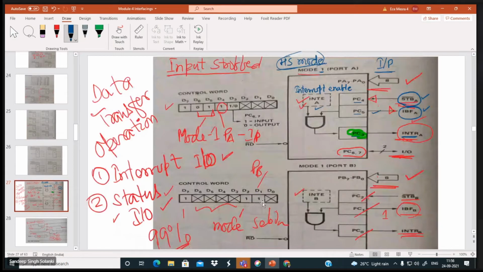Yes, the diagram is here. So I want to use this interrupt. What are the things I have to do? Sir, we have to keep PC3 as high, the others as low, and use that in the control word.